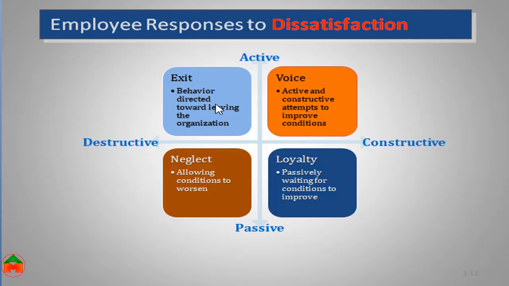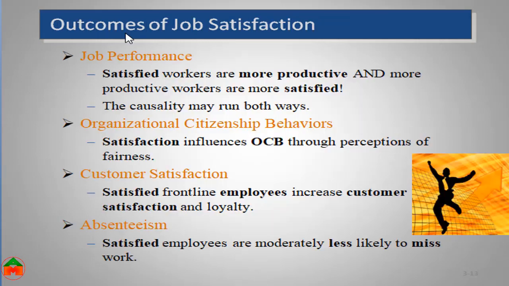However, these are the responses. If the dissatisfied employee is active, there may be 2 responses. He may exit or he may raise voice. Or if the dissatisfied employee is passive, he may neglect the organization or the situation, or he may show loyalty and wait for the change. So what are the outcomes of job satisfaction?